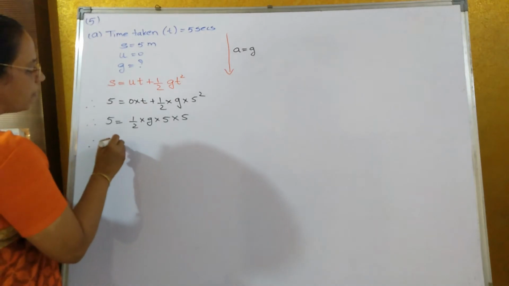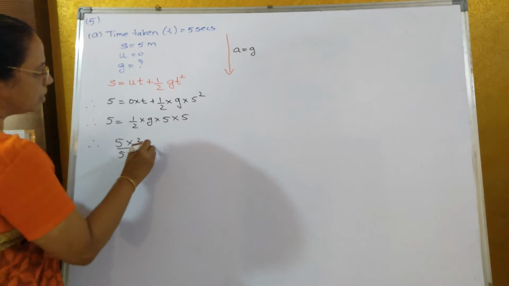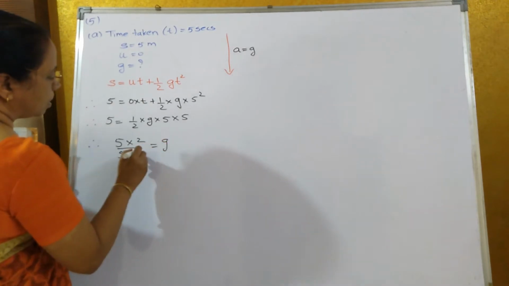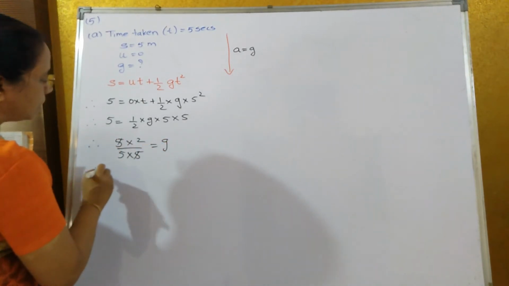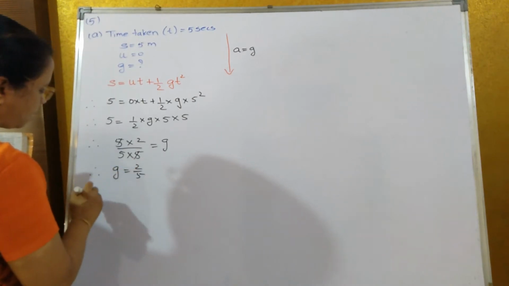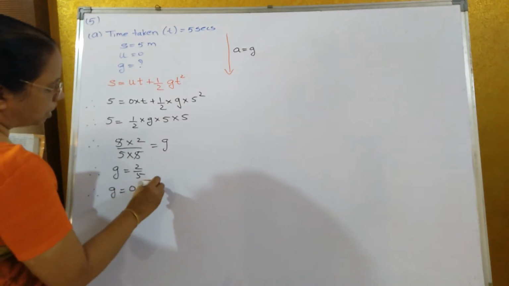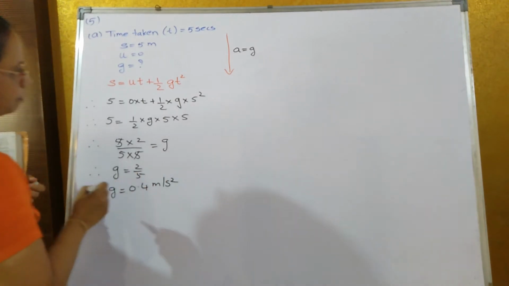Therefore 5 into 2 upon 5 into 5 is equal to g. Now 5 and 5 will get cancelled. Therefore g is equal to what? 2 upon 5. Therefore g is equal to what? 0.4 meter per second square.